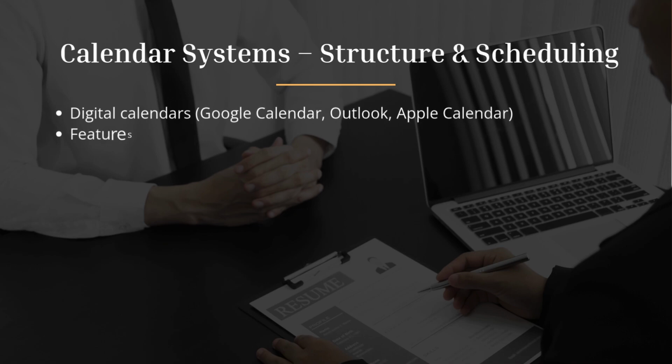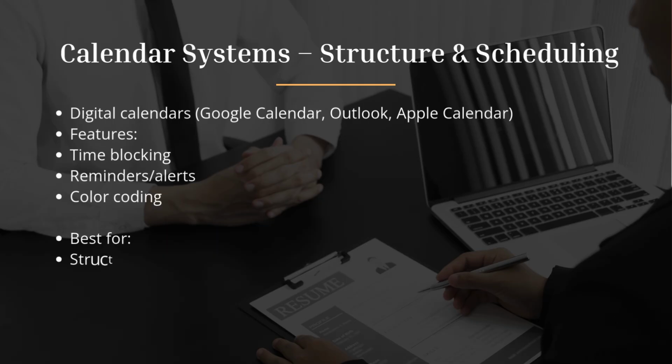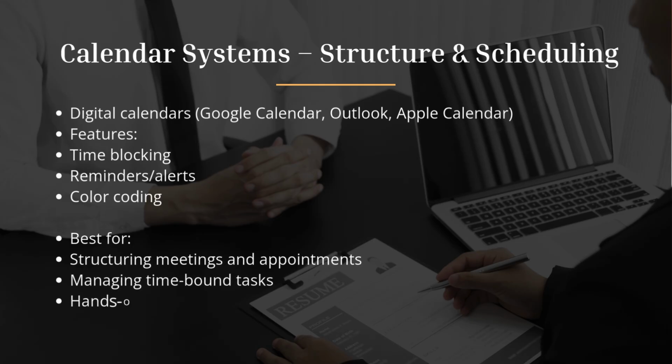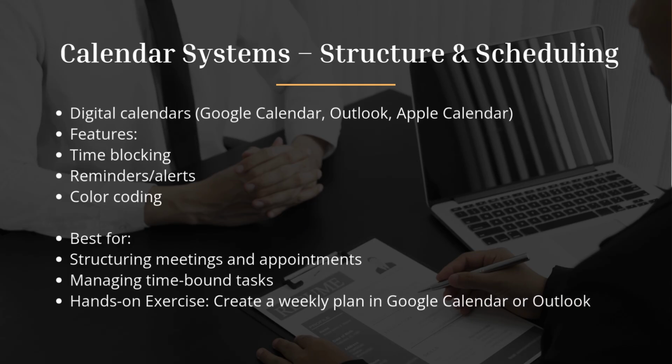Calendar systems, structure and scheduling. Digital calendars: Google Calendar, Outlook, Apple Calendar. Features: time blocking, reminders/alerts, color coding. Best for structuring meetings and appointments, and managing time-bound tasks. Hands-on exercise: create a weekly plan in Google Calendar or Outlook.